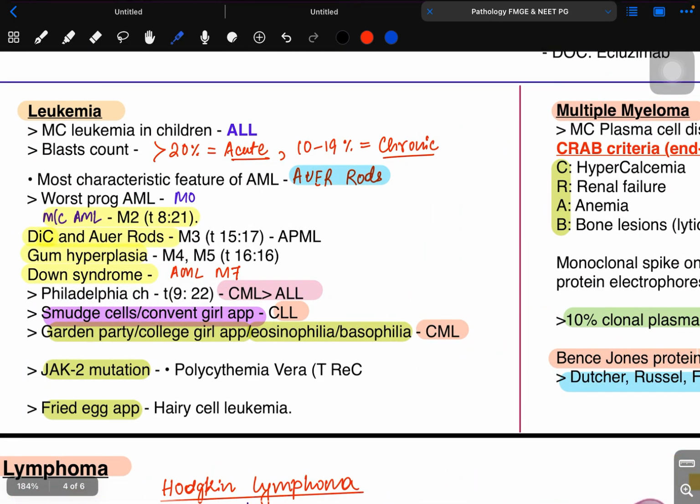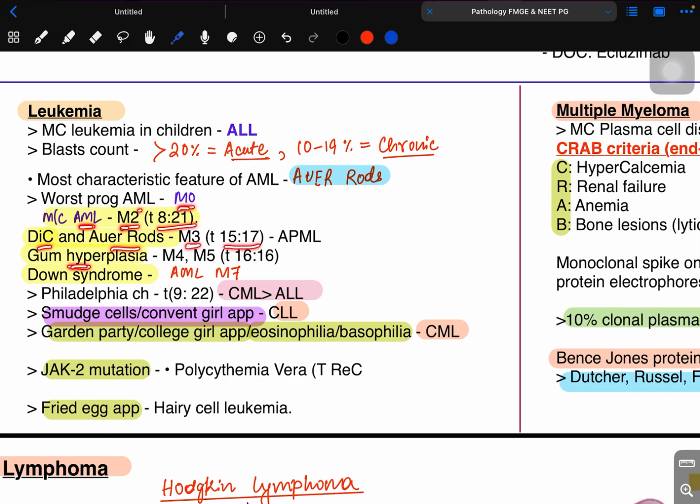Now coming to leukemia. The most common leukemia in children is ALL. Blood count: if blasts are more than 20%, it is acute, and if it is 10 to 19%, it is chronic. The most characteristic feature of AML is Auer rods. The one with the worst prognosis is AML M0. The most common AML is M2, translocation 8;21. DIC and Auer rods are found in the M3 variety, translocation 15;17.